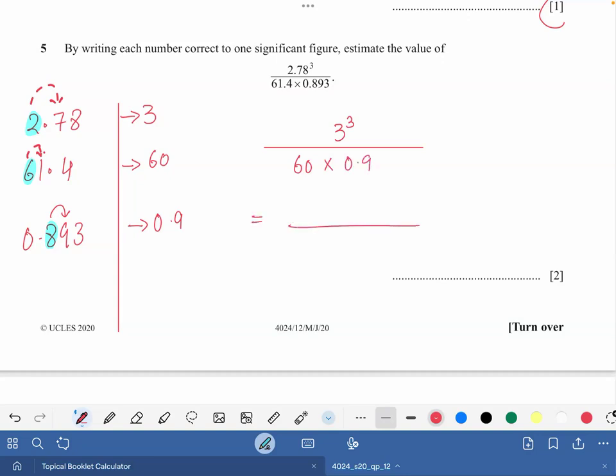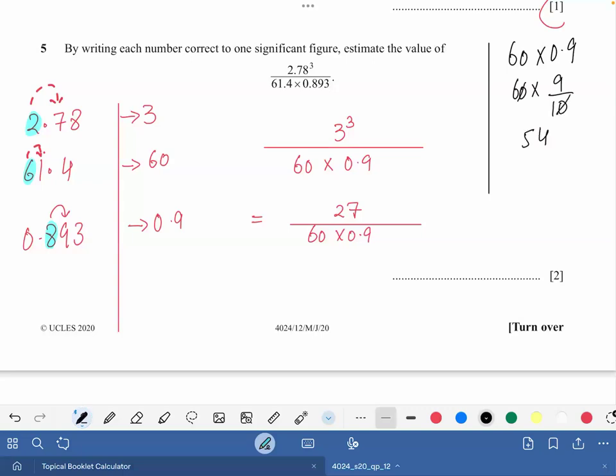So what do you have to do? 3 cube is 27, divided by 60 times 0.9. Now, I know that 27 and 60 can be cancelled in table 3. What I can do here is, in my rough working, I can multiply 60 with 0.9. I know that 60 multiplied by 9 over 10, so 0 and 0 cancel. 6 nines are 54. So 27 divided by 54. We know that the double of 27 is 54. So the answer would be 0.5.